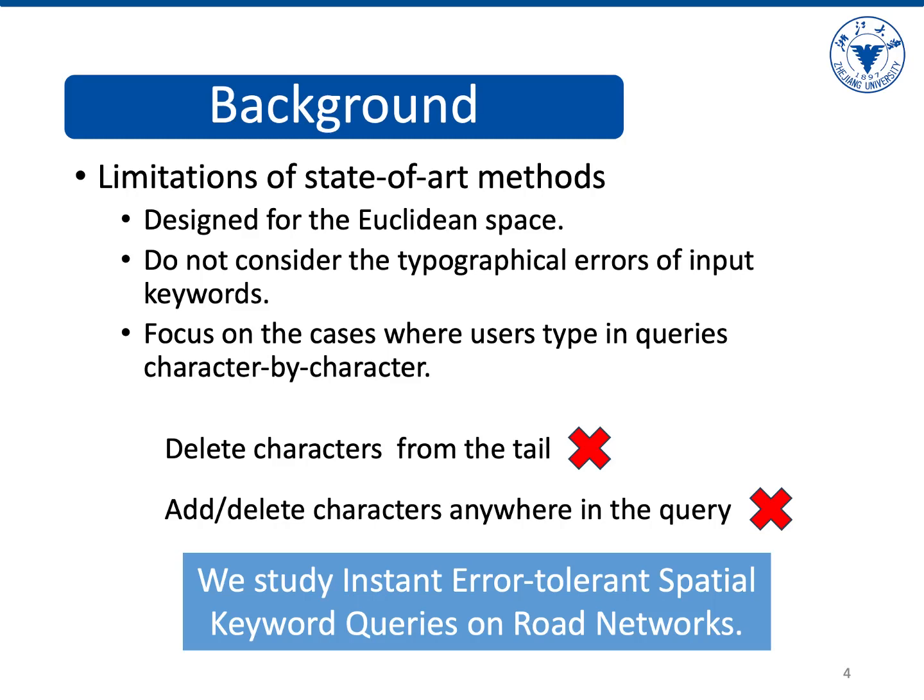Sometimes, typing accurately is a tedious task, and the user's inputs tend to contain typographical errors, especially for mobile devices. Third, the traditional instant spatial keyword queries mostly focus on the cases where users type in queries character by character. They do not consider cases like deleting characters from the tail, and adding or deleting characters anywhere in the query. Therefore, in this work, we study the problem of instant error tolerant spatial keyword queries on road networks.